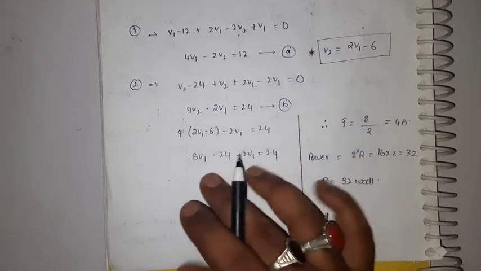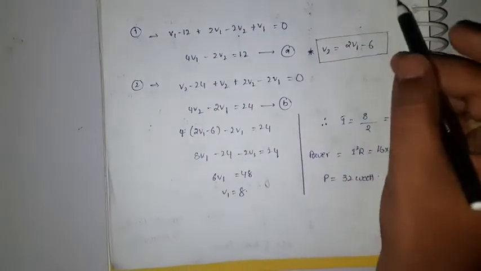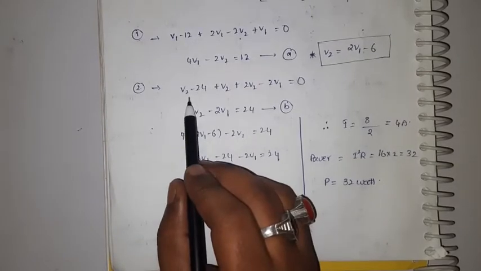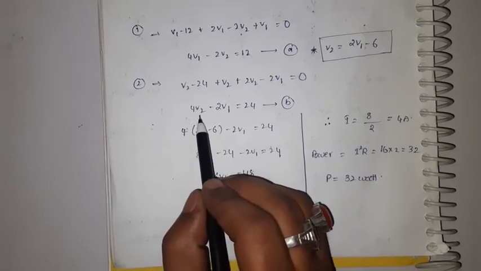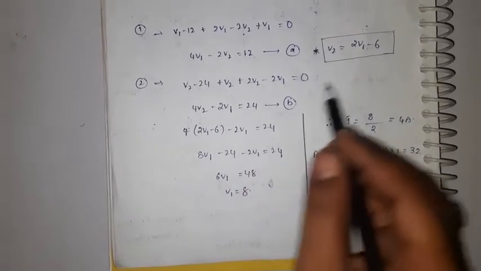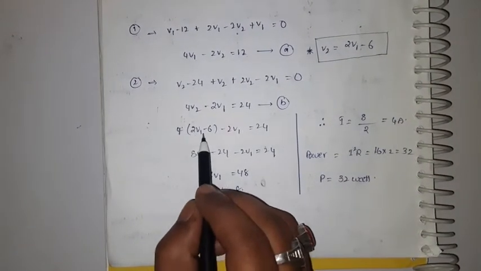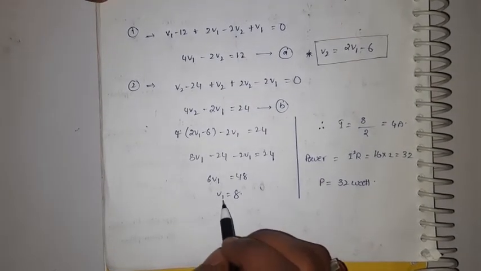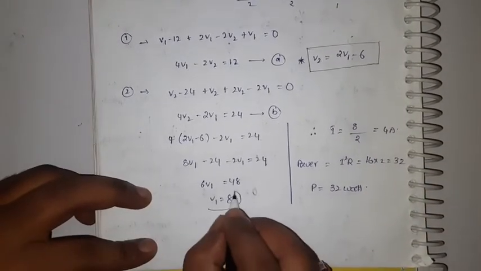When we simplify equation number 2, when we take the LCM and solve, equation number 2 becomes 4V2 minus 2V1 equal to 24. Let us put the V2 value here. So 4 into (2V1 minus 6) minus 2V1 equal to 24. We'll get V1 equal to 8. We got the node voltage V1 equal to 8.